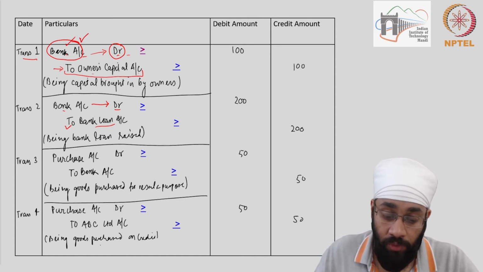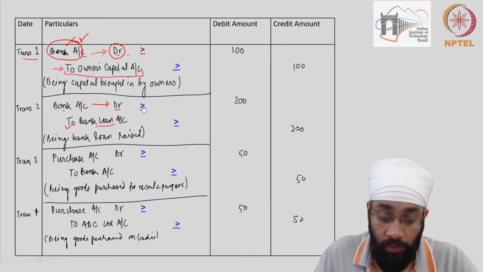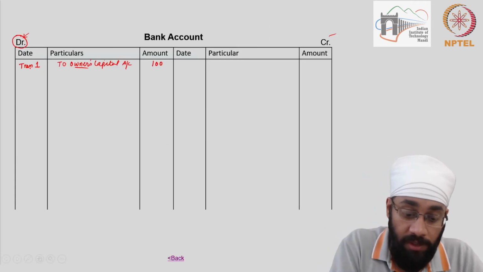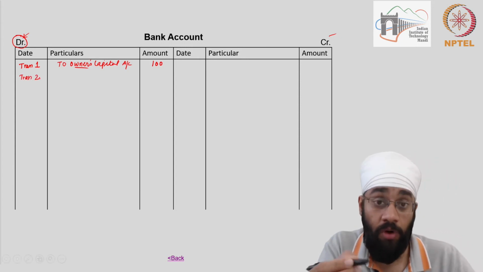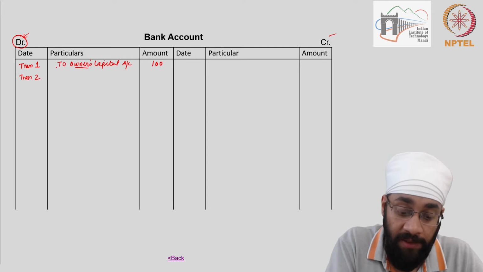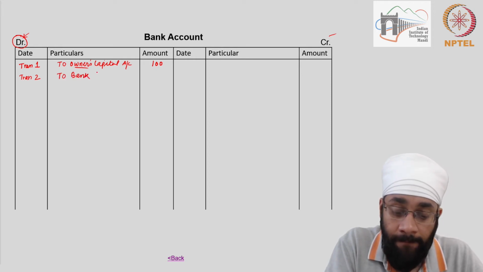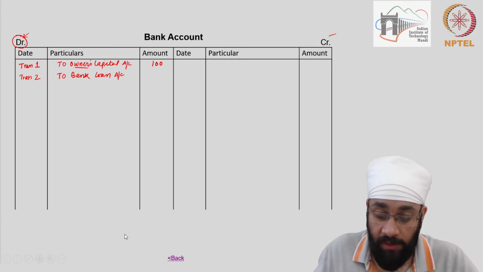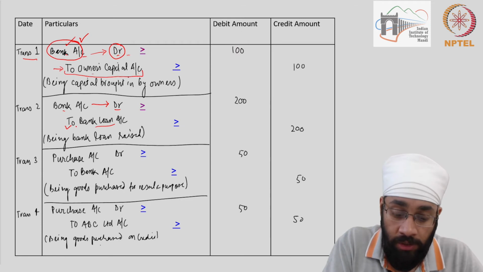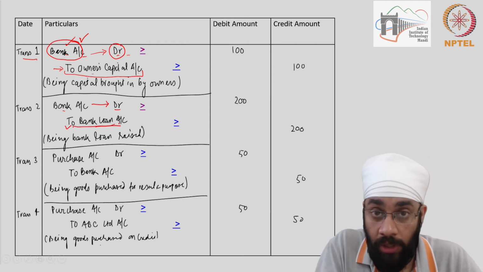So we are going to go to the bank account again. On the debit side, we are going to write transaction 2, or if we have the date, we will write that. And we are going to write "to bank loan account". Why did we write it? Because in the transaction, the other account involved is bank loan account.